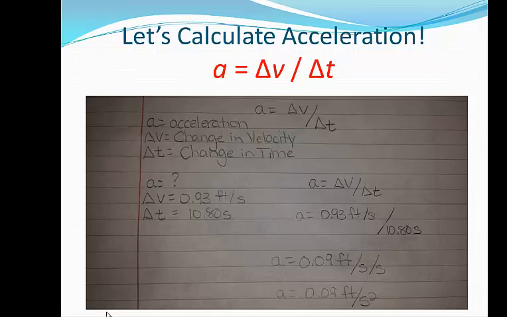Next, let's use that value to calculate for acceleration. We have our acceleration formula. Acceleration equals delta V, change in velocity, divided by delta T, change in time. We will plug those values in and solve for our unknown. We found our velocity change to be 0.93 feet per second and our time was 10.80 seconds. That gives us 0.93 feet per second divided by 10.80 seconds. That gives us 0.09 feet per second, or 0.09 feet per second squared.